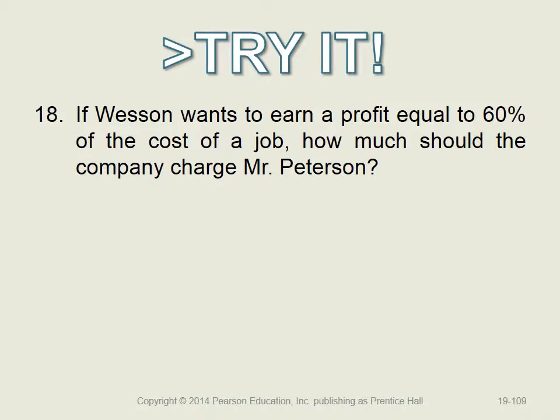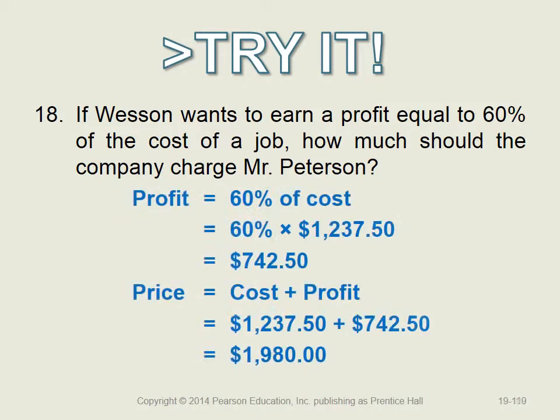If Wesson wants to earn a profit equal to 60% of the cost of a job, how much should the company charge Mr. Peterson? 60% of the cost, so 60% times $1,237.50 equals $742.50. We would then add that $742.50 to the cost for a total of $1,980.